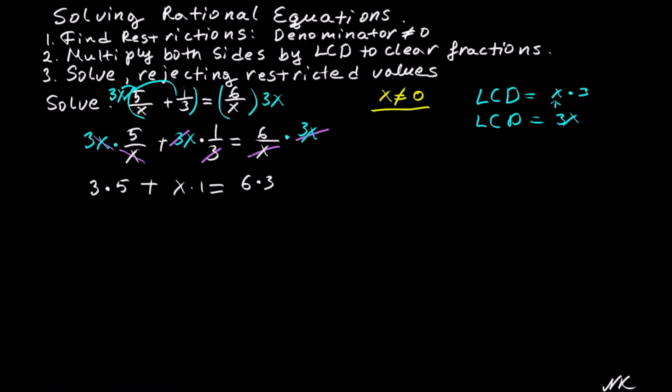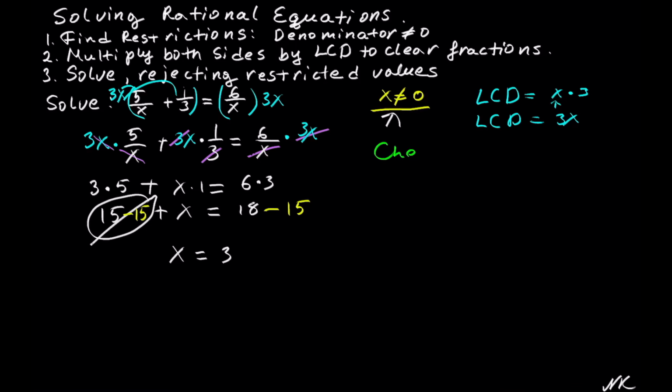We have 3 times 5 is 15 plus x times 1, we have 1x, equals 6 times 3 is 18. And to solve for x, we just need to subtract 15 from both sides of this equation. And we will get 15 minus 15 adds up to 0. So this is x is equal to 18 minus 15, 3. x equals 3 does not conflict with our restriction, but if you're not sure, you can always check.